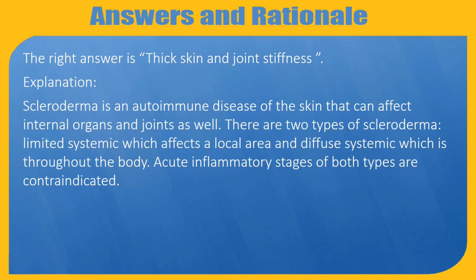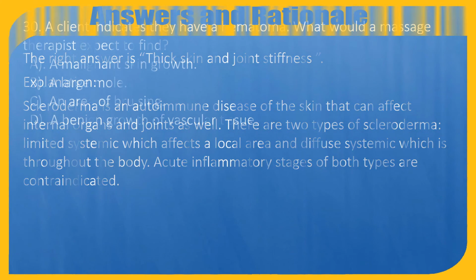Explanation: scleroderma is an autoimmune disease of the skin that can affect internal organs and joints as well. There are two types of scleroderma: limited systemic, which affects a local area, and diffuse systemic, which is throughout the body. Acute inflammatory stages of both types are contraindicated.